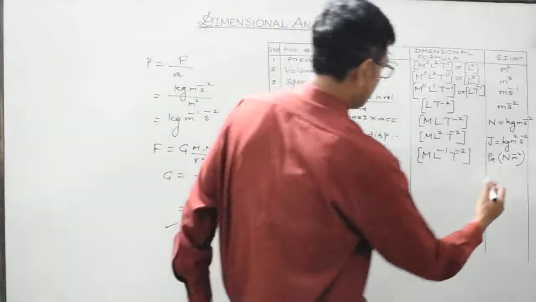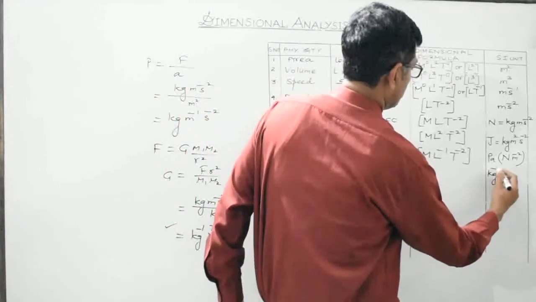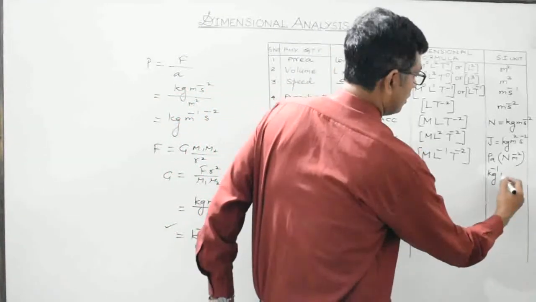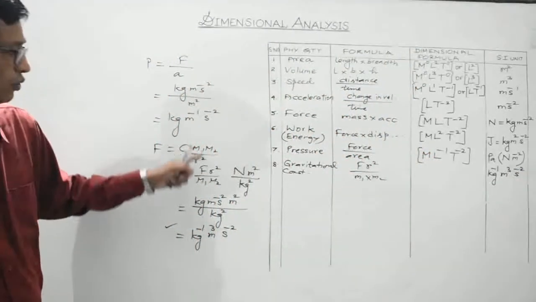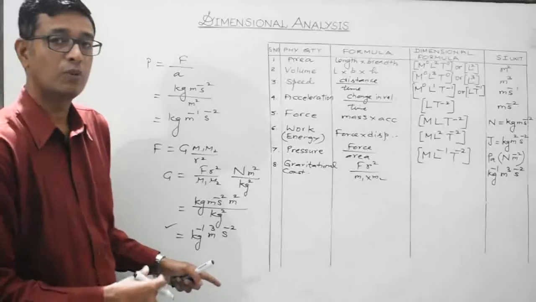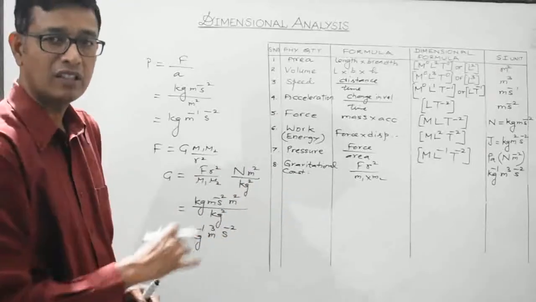So its SI unit is per kg meter cube per second square. Right? This is how you can derive or obtain the dimensional formula along with its SI unit.